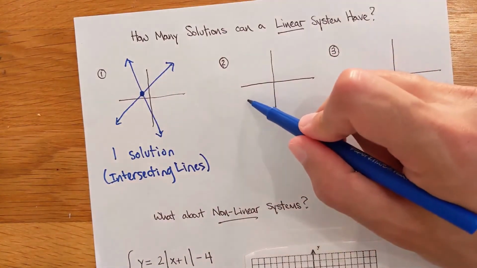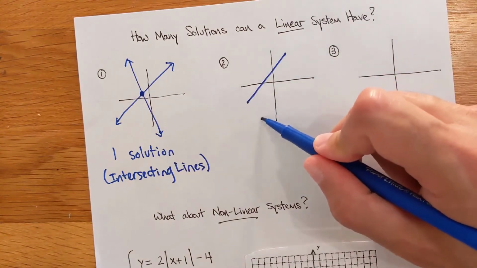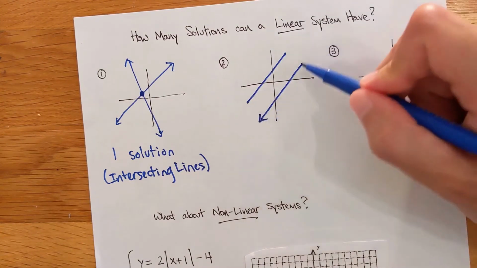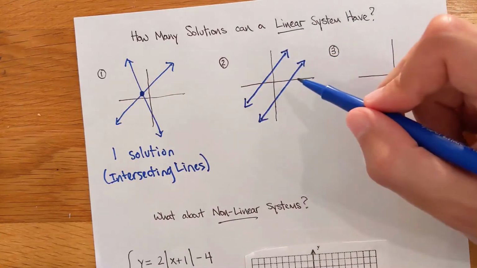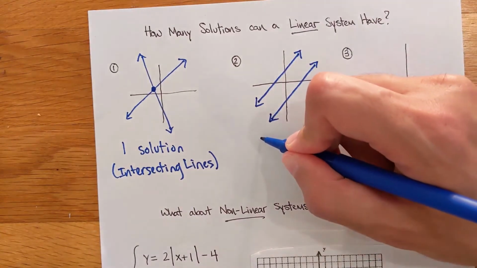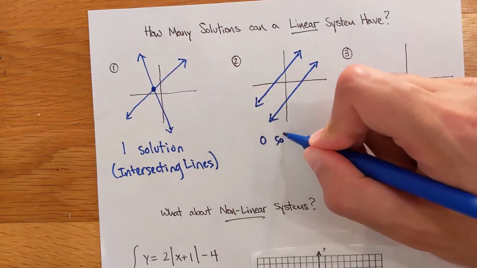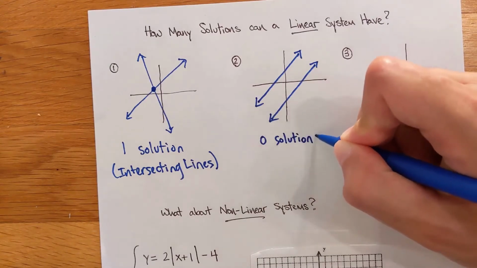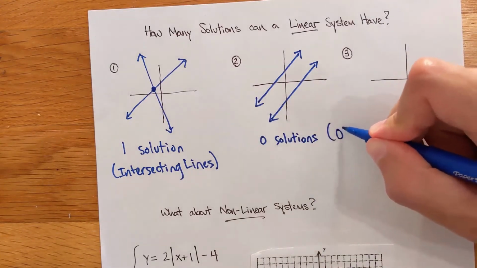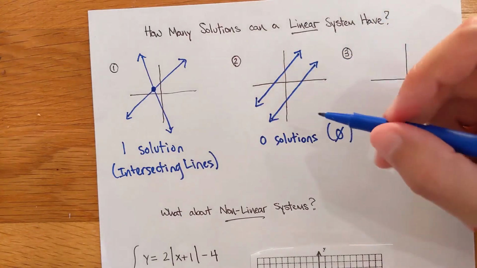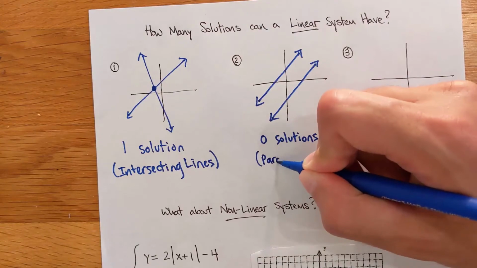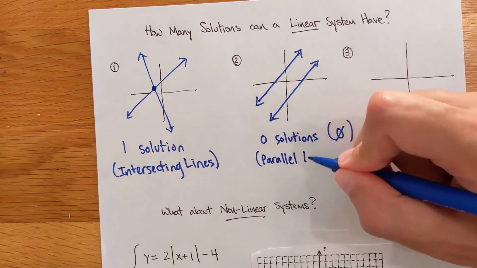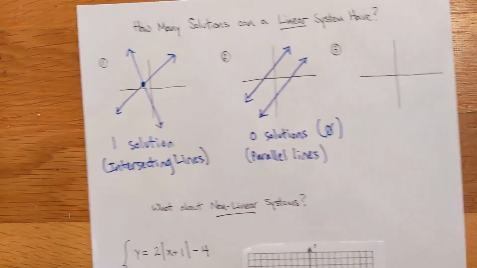Another possibility here is that your lines actually run parallel to each other like this. If you graph your system and you get something like this, well, those lines aren't ever going to cross, so there are zero solutions or no solution. Okay, so if you graph your lines and they're parallel, they don't cross, they don't have an answer. That is parallel lines. So when your lines are parallel to each other, you're going to have no solution to your system.